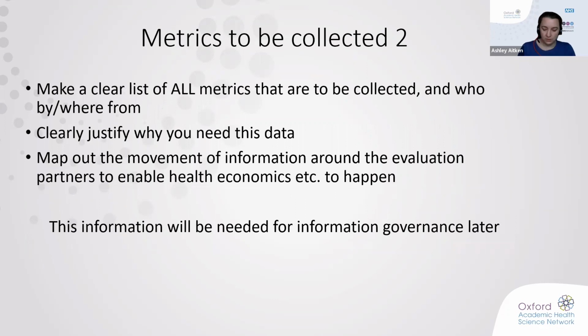So once you've got a rough idea of what you need and what you're collecting, I'd make a clear list of all the metrics you're going to collect and who's going to get them, where from, and when you need them by. And you need a clear justification as to why you need each piece of data. It would also be really helpful if you could map out the movement of information between partners. So if, for example, information's going from a trust to an AHSN to an external health economist, you need to map who's going to be touching that data at each point, because you're going to need that for information governance later on.